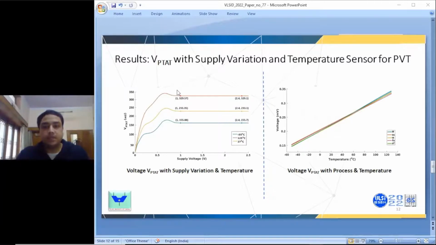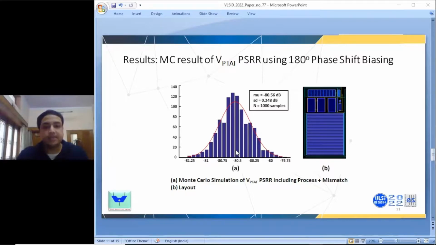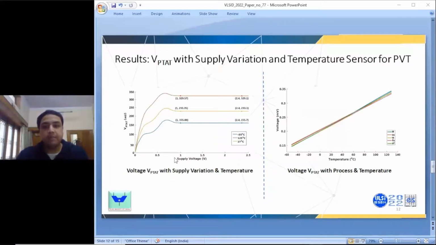So the previous results for the PSRR were at a 1.8 volt supply, but now we have run supply variations from 1 volt to 2.5 volts. You can see at different temperatures the output of the temperature sensor is quite constant. That shows how well it can reject the supply. On the right-hand side, I'm showing the temperature sensor output versus temperature. So basically the VPTAT voltage with temperature, you can see how linear it is and how effective it is across process as well.